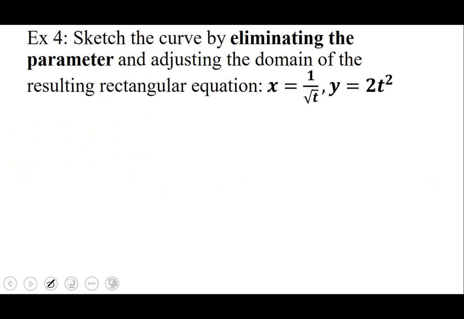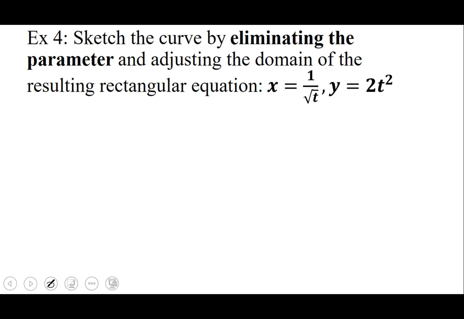So here in example 4, you're going to be asked to sketch the curve by eliminating the parameter and then adjusting the domain as needed. Just a little something to keep in mind as far as the homework goes. 4 of the 5 problems in the homework have A and B.